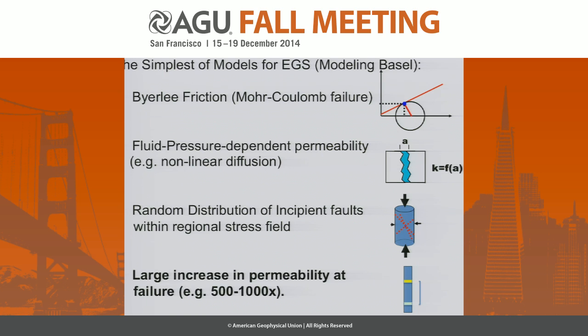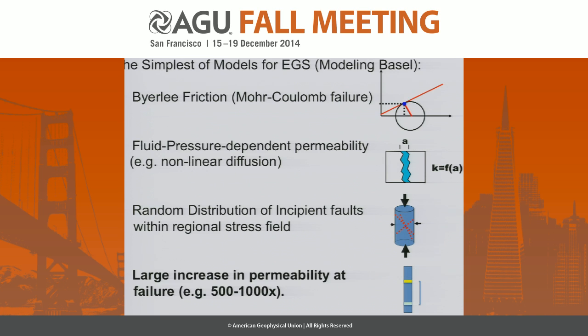So I want to step back now and just show how far you can get with the simplest of models to try to determine what is the most dominant thing that controls these systems. So if you develop a very simple model for the Basel fluid injection experiment, where you have a simple Mohr-Coulomb failure condition, you have a pressure-dependent permeability, so it's a nonlinear diffusion problem. You put some distribution of incipient faults within a regional stress field with some probability distribution that they're optimally oriented. And the main point is that you allow for a large increase in permeability at the onset of slip. So you increase it by 2.5 to 3 orders of magnitude.